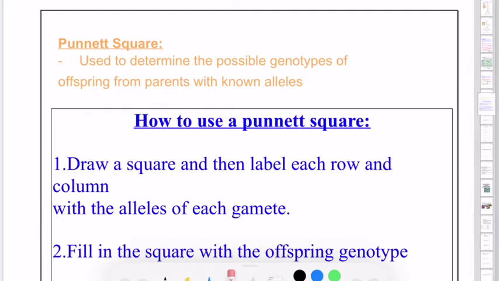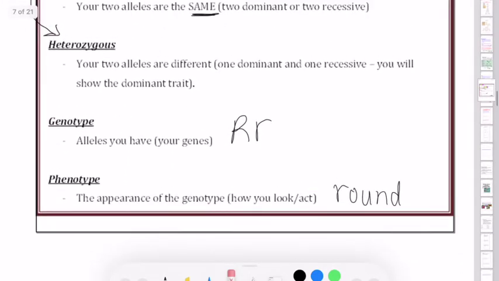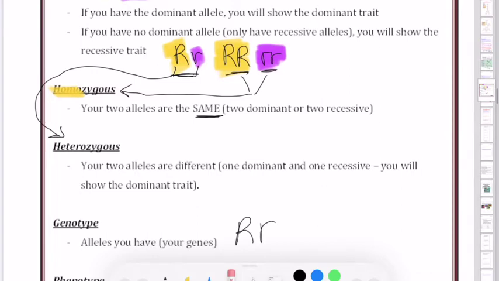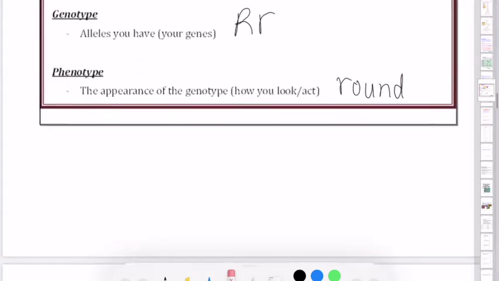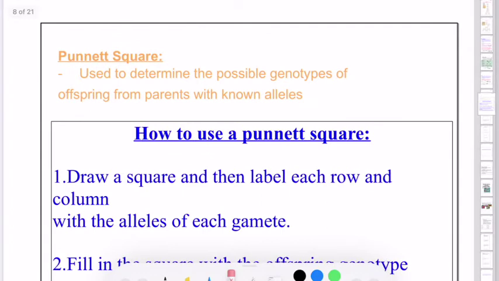So continuing on, just discuss the different terms that we use for talking about inheritance, and then we're going to move on to how we can actually figure this out. So something that we use to determine the possible genotypes of our offspring from our parents with known alleles is known as a Punnett square.